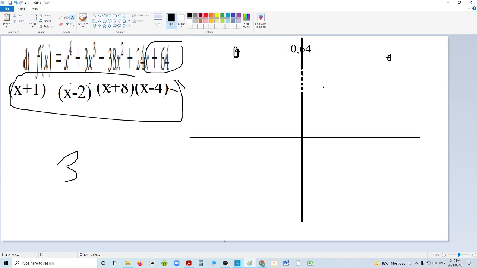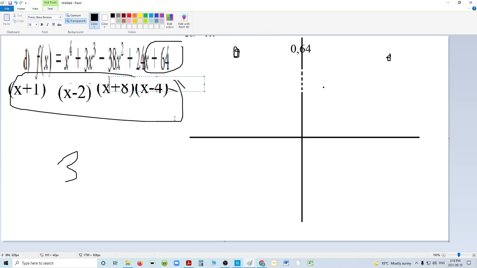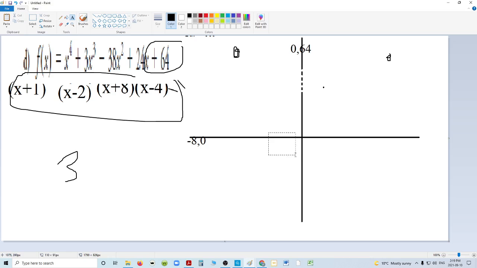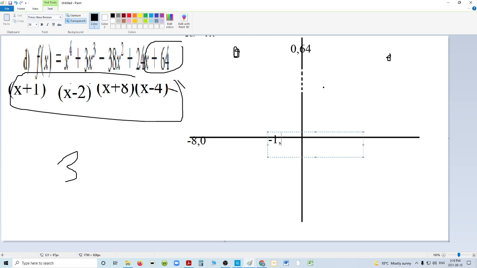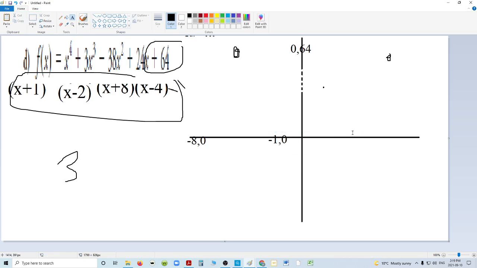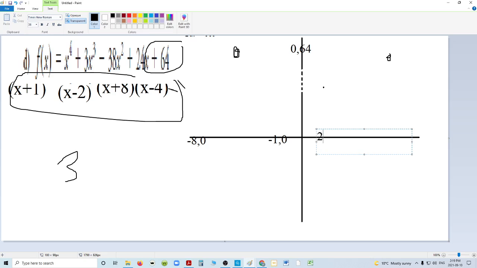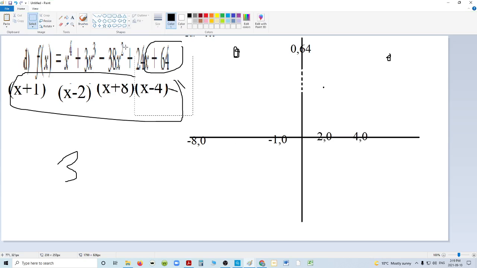What's the leftmost leading point? It's right here. It's -8, 0. And make your numbers a bit smaller than I'm making them. What's your next leftmost point? -1, 0. What's your rightmost or second rightmost point? 2, 0, and then 4, 0 right here. And I'm just going to make this a bit smaller to have some room.